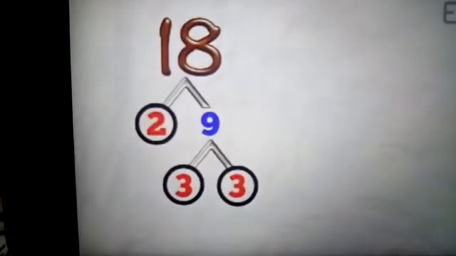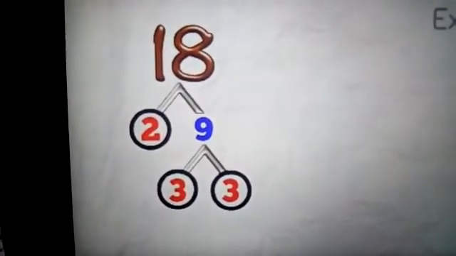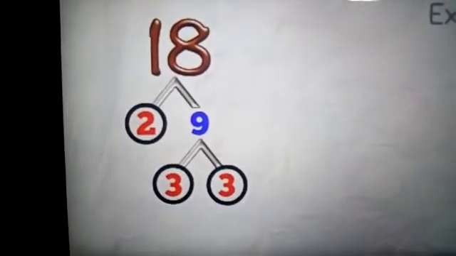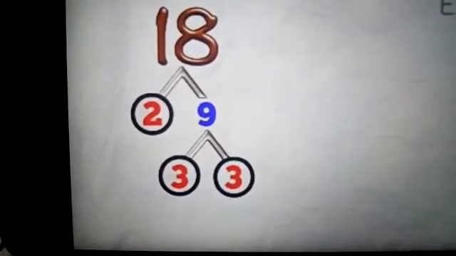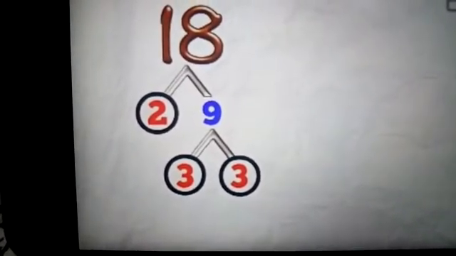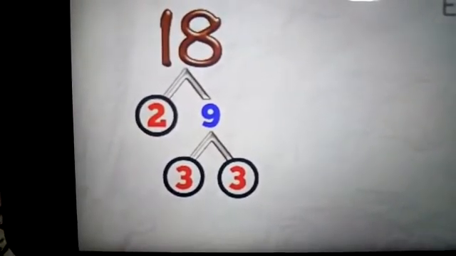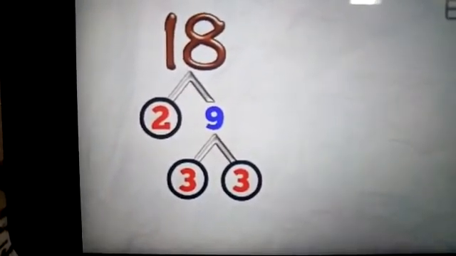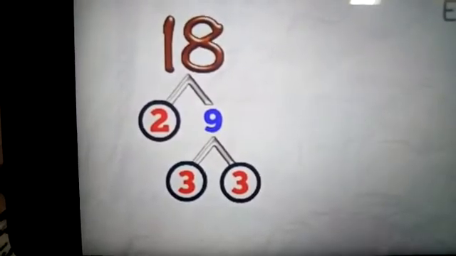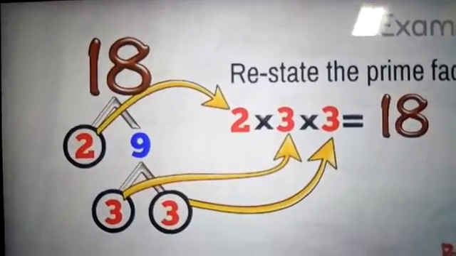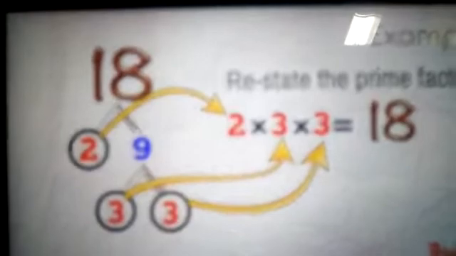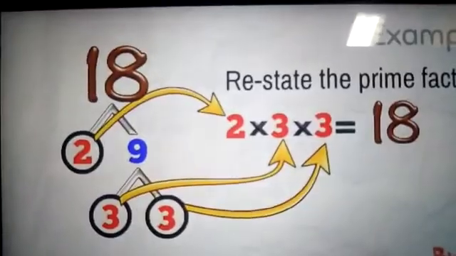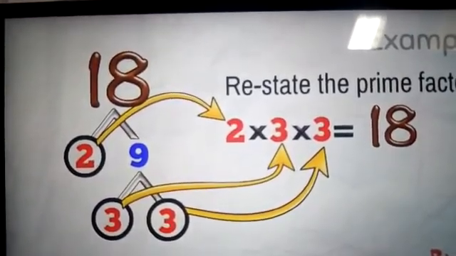For example, 18. If I want to find out the prime factors of 18, I know 2 into 9 is 18. We also know 2 is a prime number. 9 is a composite number. 9 can again be written as 3 into 3. So 18 can be split into 2 into 3 into 3. That is equal to 18.